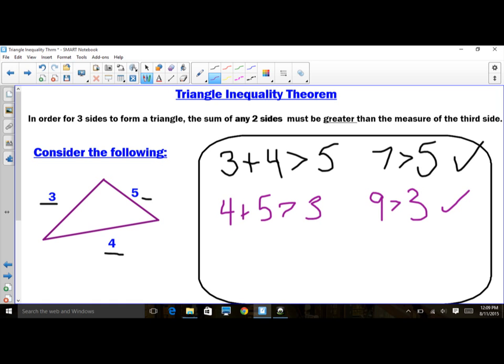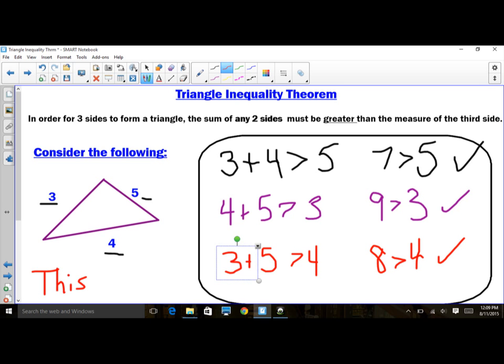So let's see what's left over. The only 2 sides that we haven't checked yet are 3 and 5. So let's add those 2 up. 3 plus 5. In a perfect world here, if we're trying to get a triangle, should be bigger than 4. 3 plus 5 is 8. 8 is greater than 4. So that checks out too. We know that this is a triangle by the triangle inequality theorem.